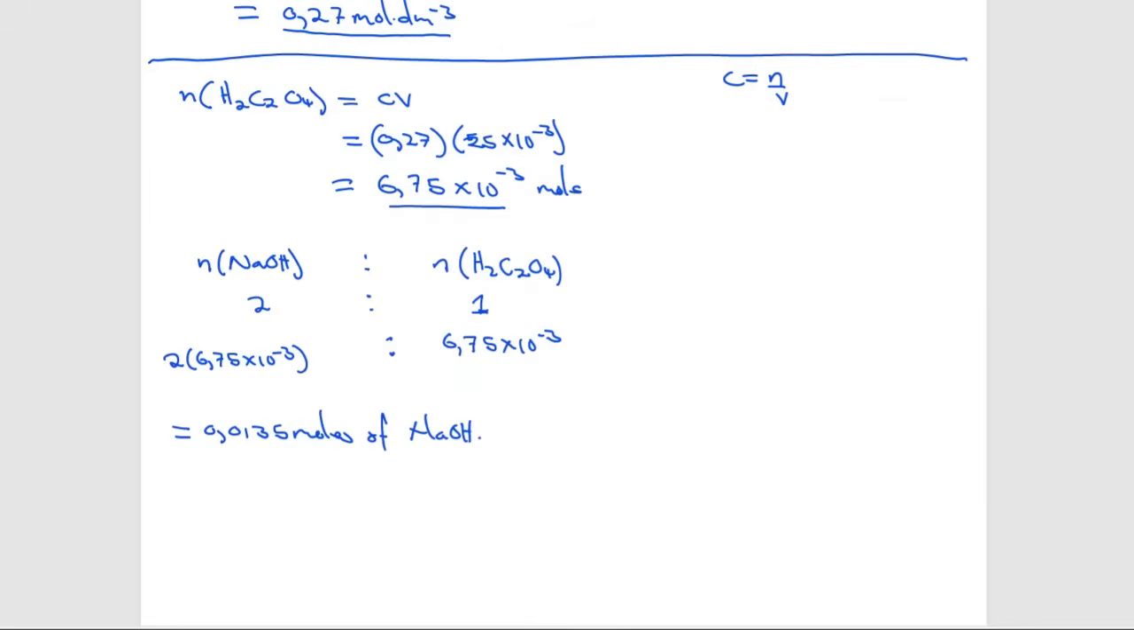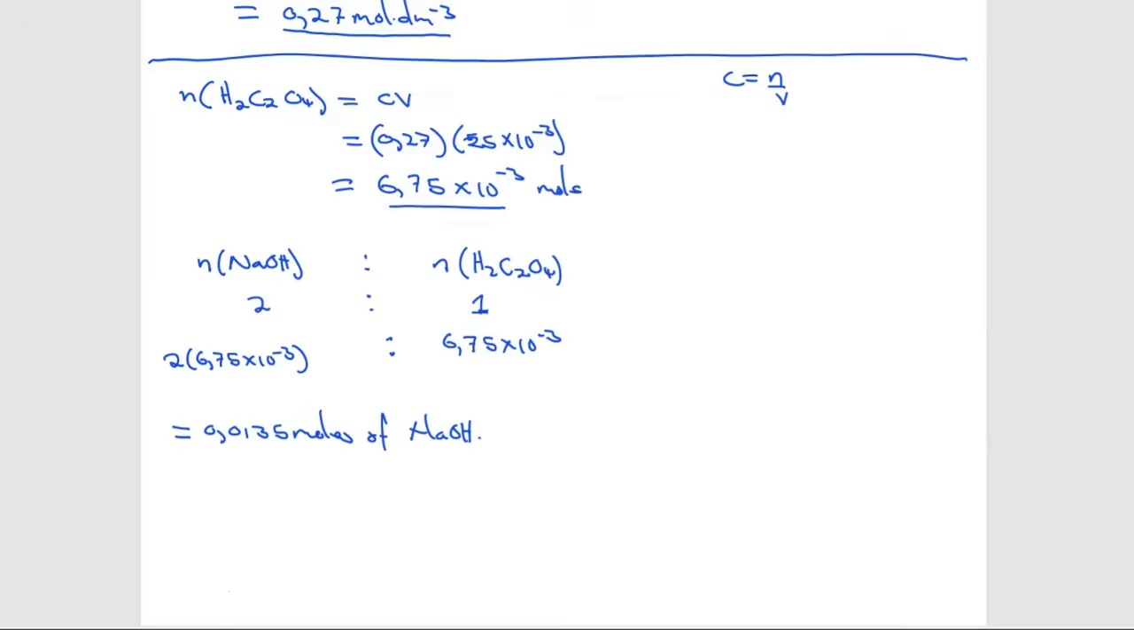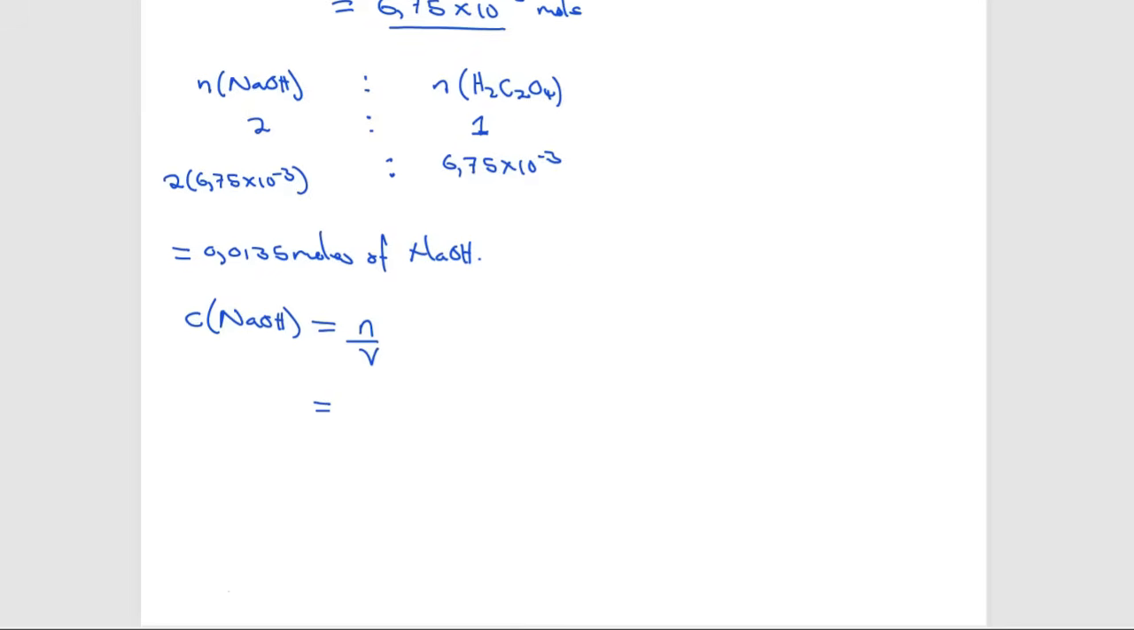Now if we go back to the question, it says calculate the mass in grams. So we're looking for the mass of the sodium hydroxide that was used to make 2 dm cubed of solution. What do I have now? I'm going to say the concentration of sodium hydroxide, let me be specific. Concentration by formula is the number of moles all over the volume. So the number of moles I have is 0.0135, all over the volume.